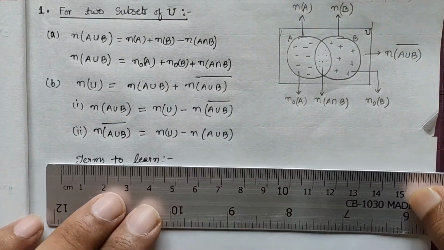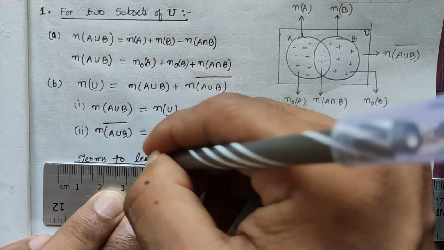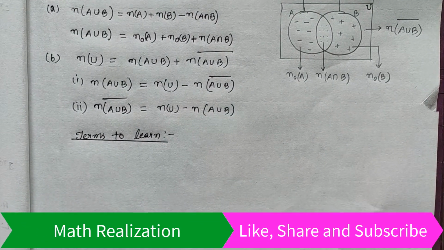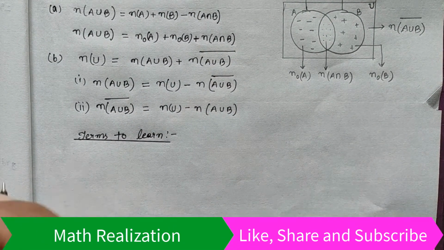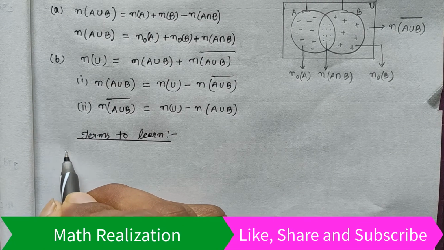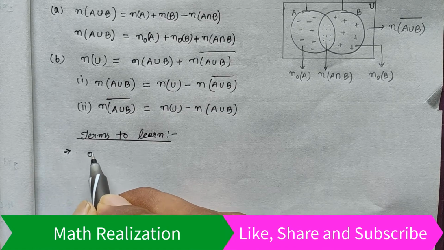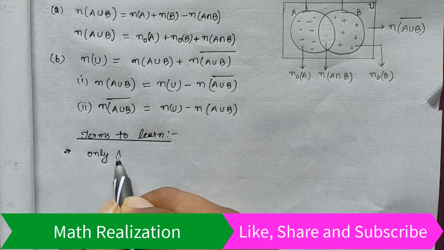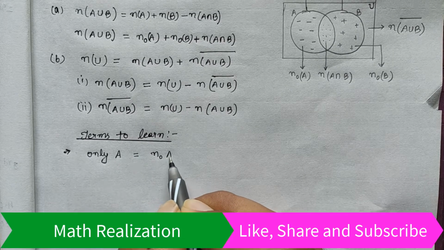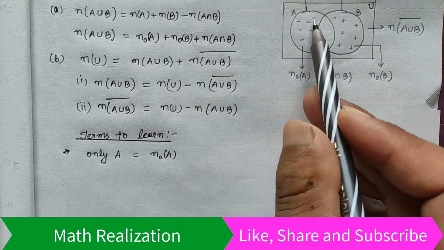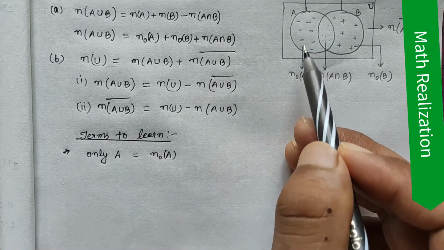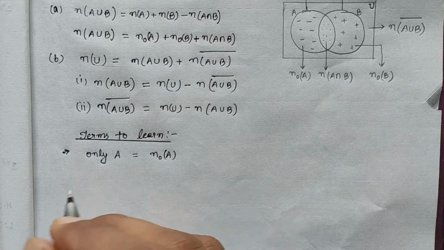Okay, so what are the terms to learn? Let's see the terms to learn while solving the questions. What are the terms that you will see while you are solving the questions? You will see "only A". If you see only A, you have to write it like this: n only A. So n only A is this part, this dashed part. Okay, you have to find this one.